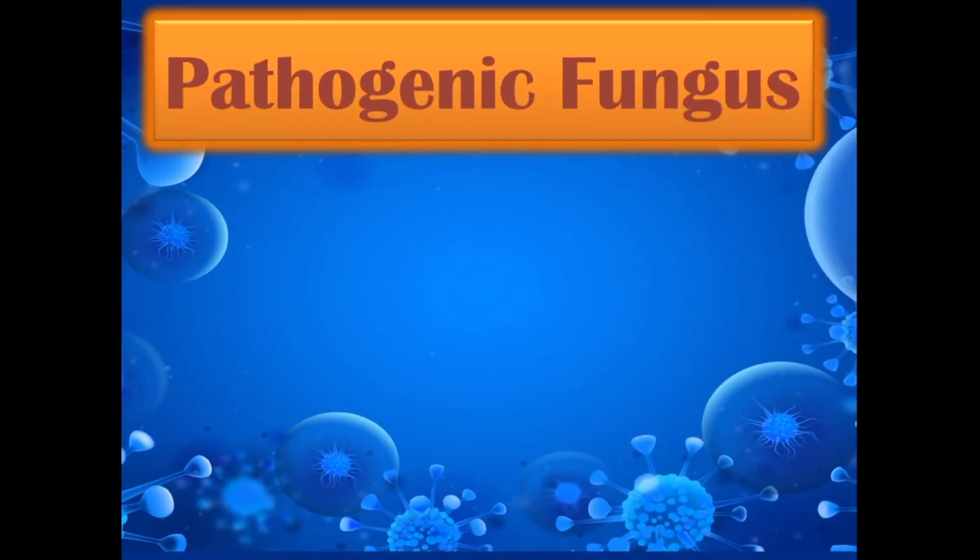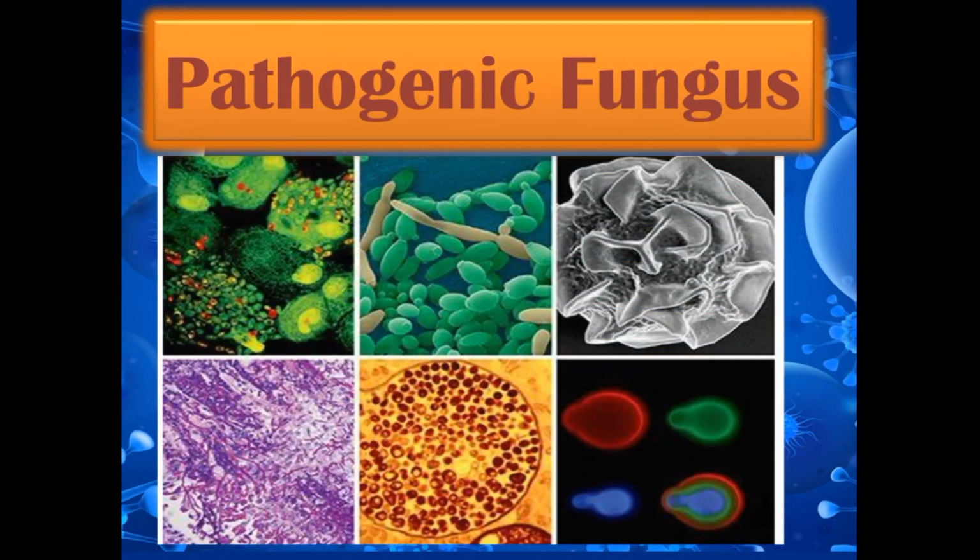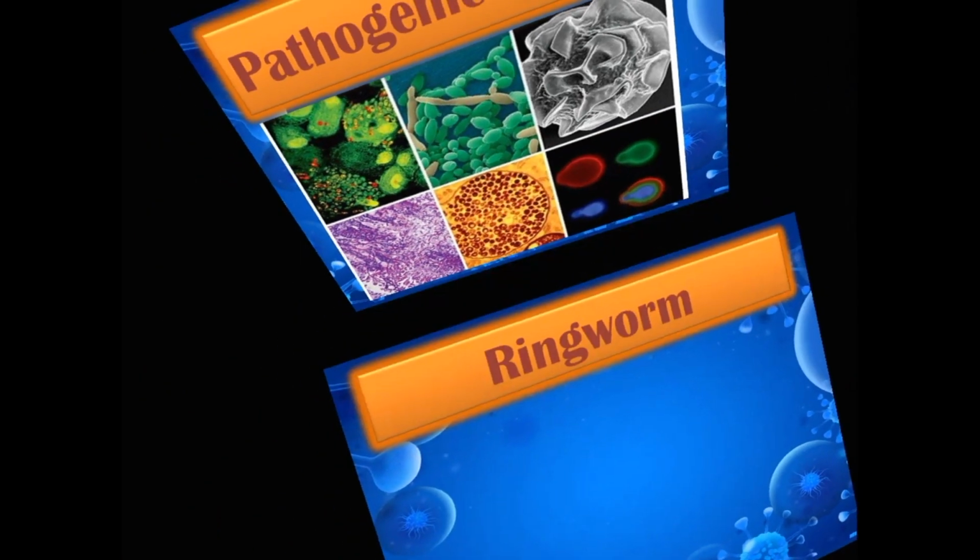Now let's move to pathogenic fungus. How do these fungi cause diseases? Similar to bacteria, fungi also produce harmful substances called toxins. These toxins disturb the cellular metabolism of our body. So, the toxins produced by the pathogenic fungi disturb the cellular metabolism and finally result in diseases.